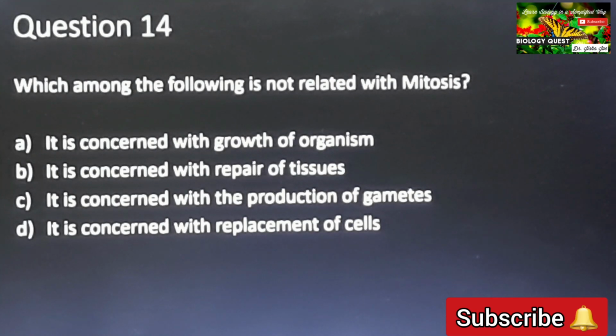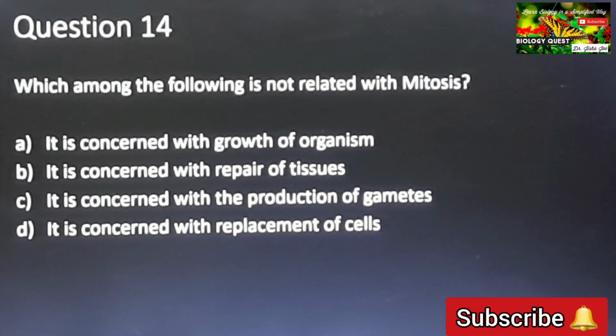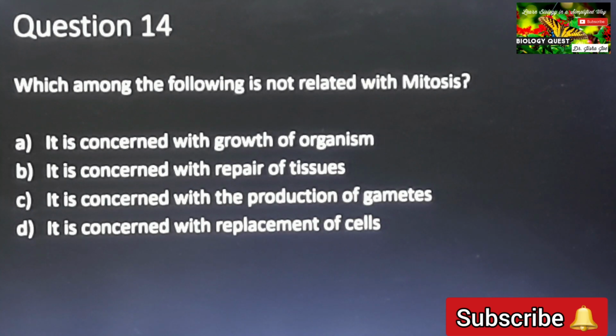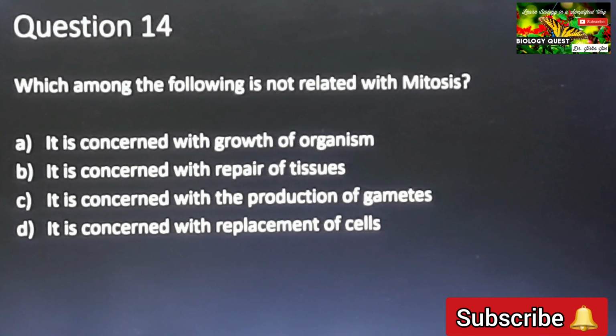We know all living organisms begin their life as a single cell, which is the zygote. The single-celled zygote undergoes repeated division to form a cluster of cells, or a mass of cells, which differentiate to form the different tissues, organs, organ systems, etc. So mitosis is a type of cell division that is concerned with the growth of the organism.